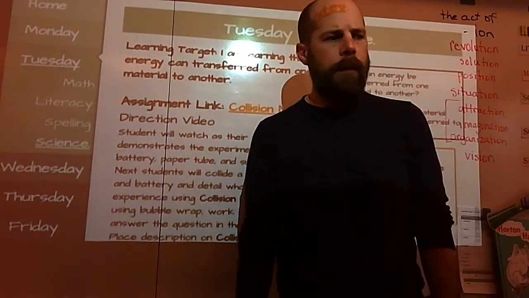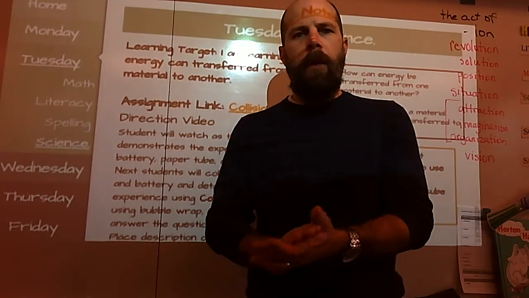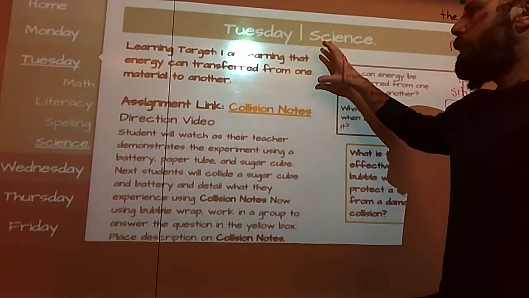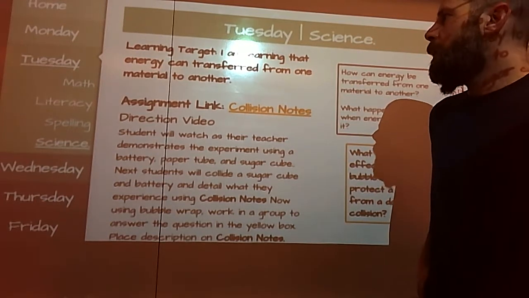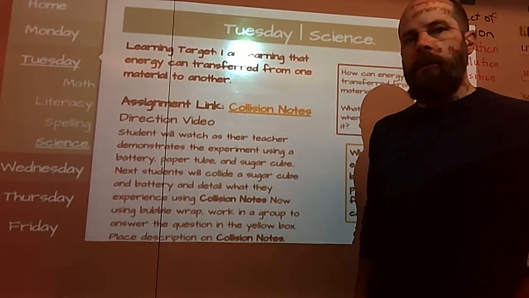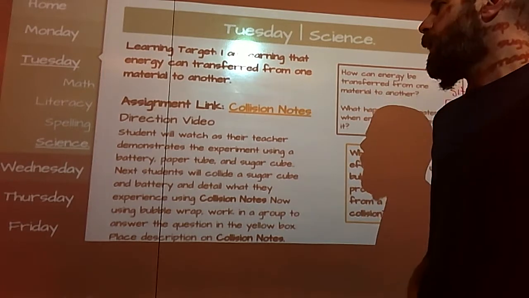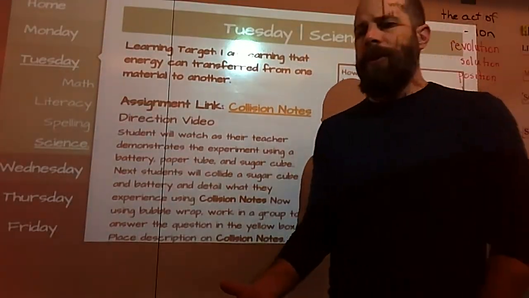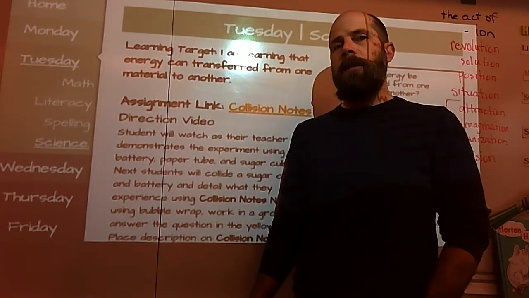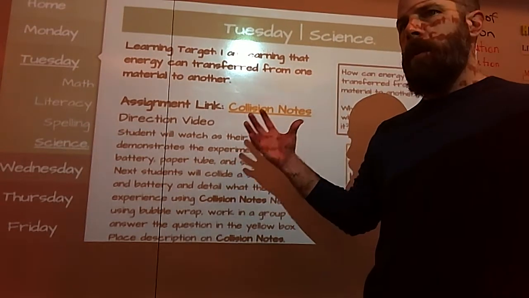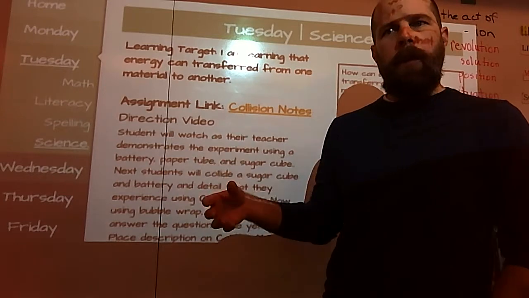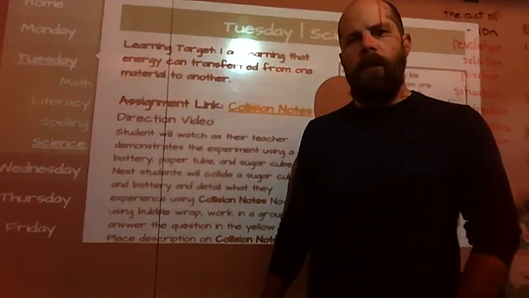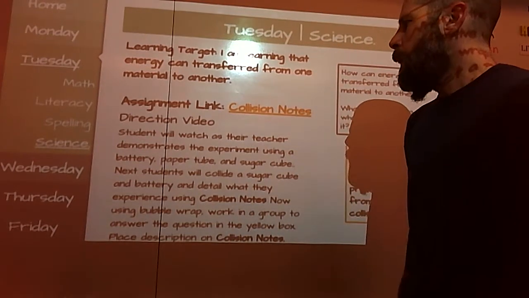Today in science class, we are going to be continuing on with our collision experiment. Our learning target is stating that we are learning that energy can be transferred from one material to another. You'll recall that yesterday we used a battery and some sugar cubes to show that energy can, in fact, be transferred from an object to another object. In our case, it was a battery that was falling, transferring its energy into a sugar cube.